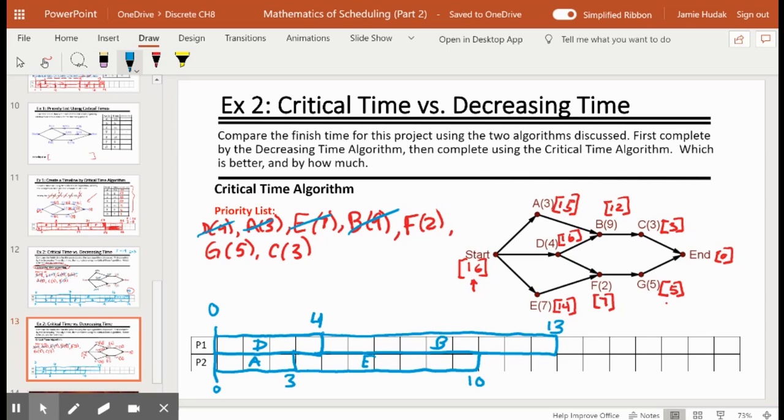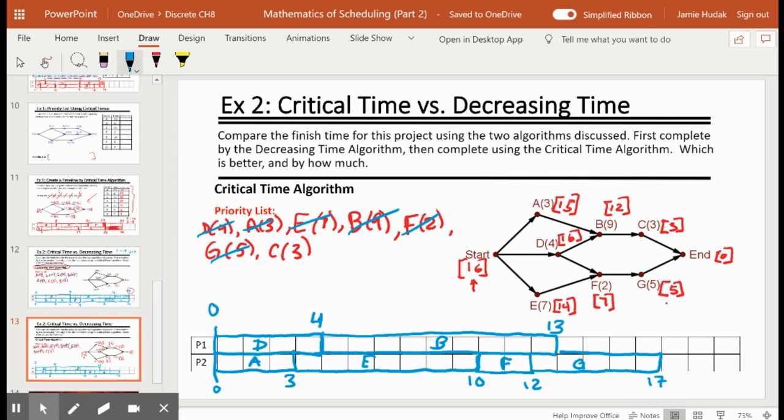Scheduled. Next in the list is F. F needs D and E to be complete. At the 10th unit of time, E completes and D completes back at 4. So we say, yes, we can schedule F. It's only 2 units. So that brings us to 12. Cross it off the list. Next comes G. G is waiting for F. Well, we just finished F. That's 5 units of time. 5 plus 12 is 17.